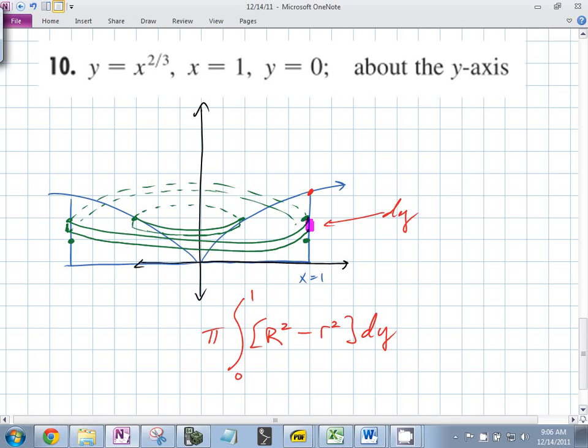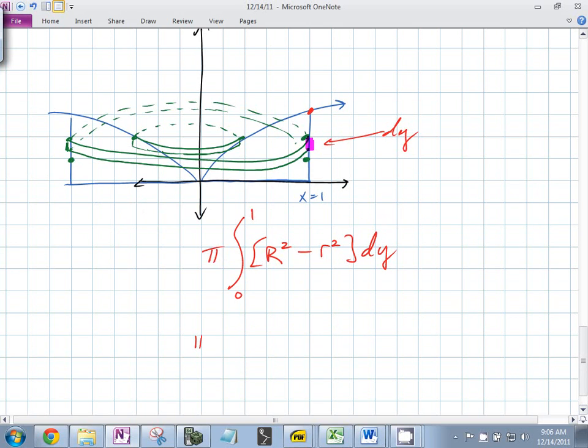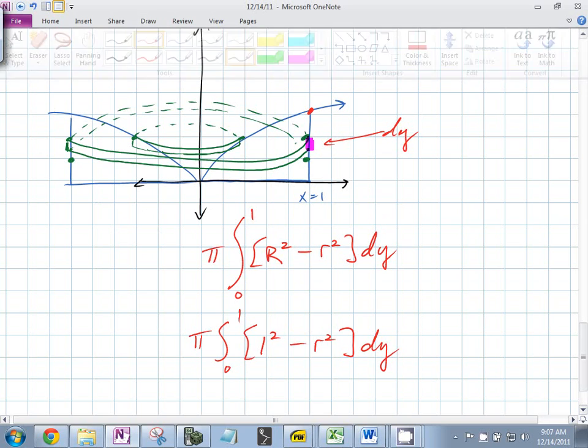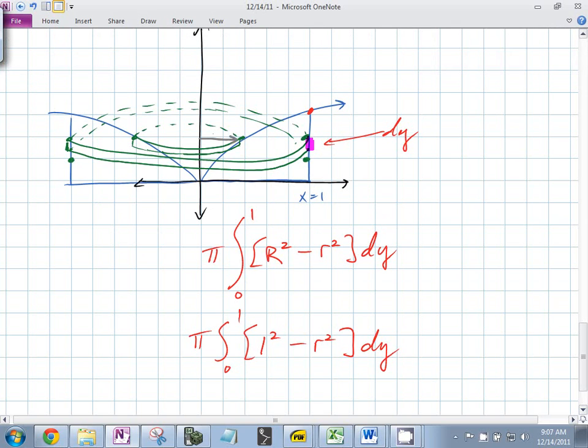So our big R and our little r must be in terms of y. Can someone tell me which radius is the much easier one to write? Probably the big one. Why? Because x equals 1. It's always 1. The big radius stays at 1. Do you agree with that, everybody? So let's just do this one at a time. 0 to 1 of 1 squared minus little r squared dy. Is that correct? So little r, where is little r? It's right there. That's our little r, correct?